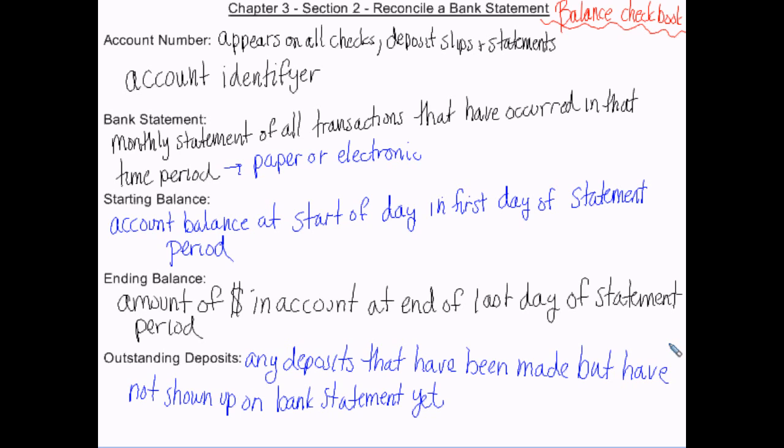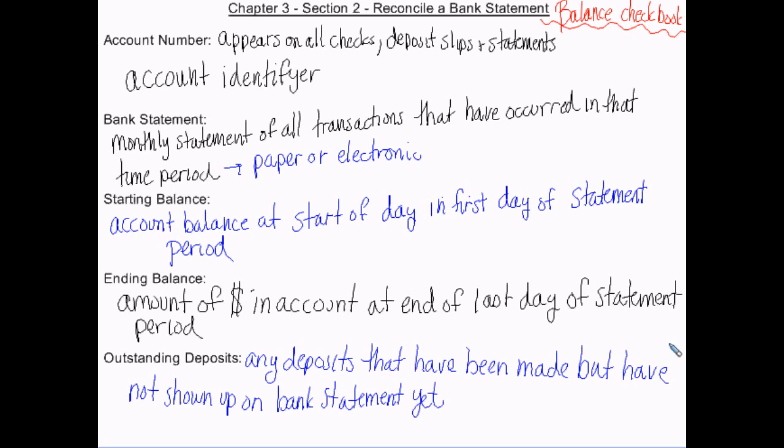Outstanding deposits are deposits that you've made. You've actually put the money in the bank, but they haven't shown up on the statement yet. And again, sometimes there's a lag time. I make a deposit on the 30th after 2 p.m. Even though they process the bank statement on the 30th, my deposit won't show up yet because it won't clear until the following business day. So that would be an outstanding deposit.